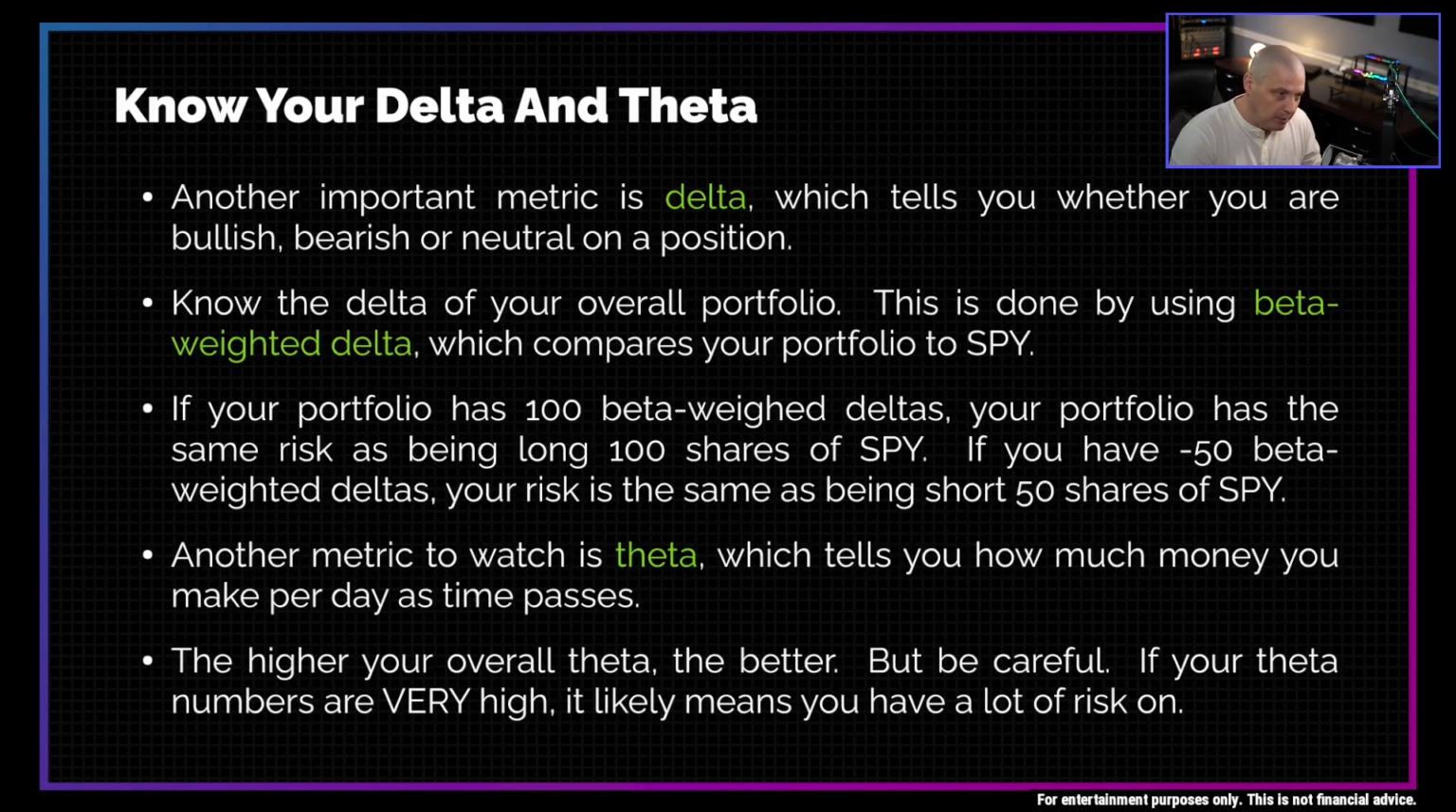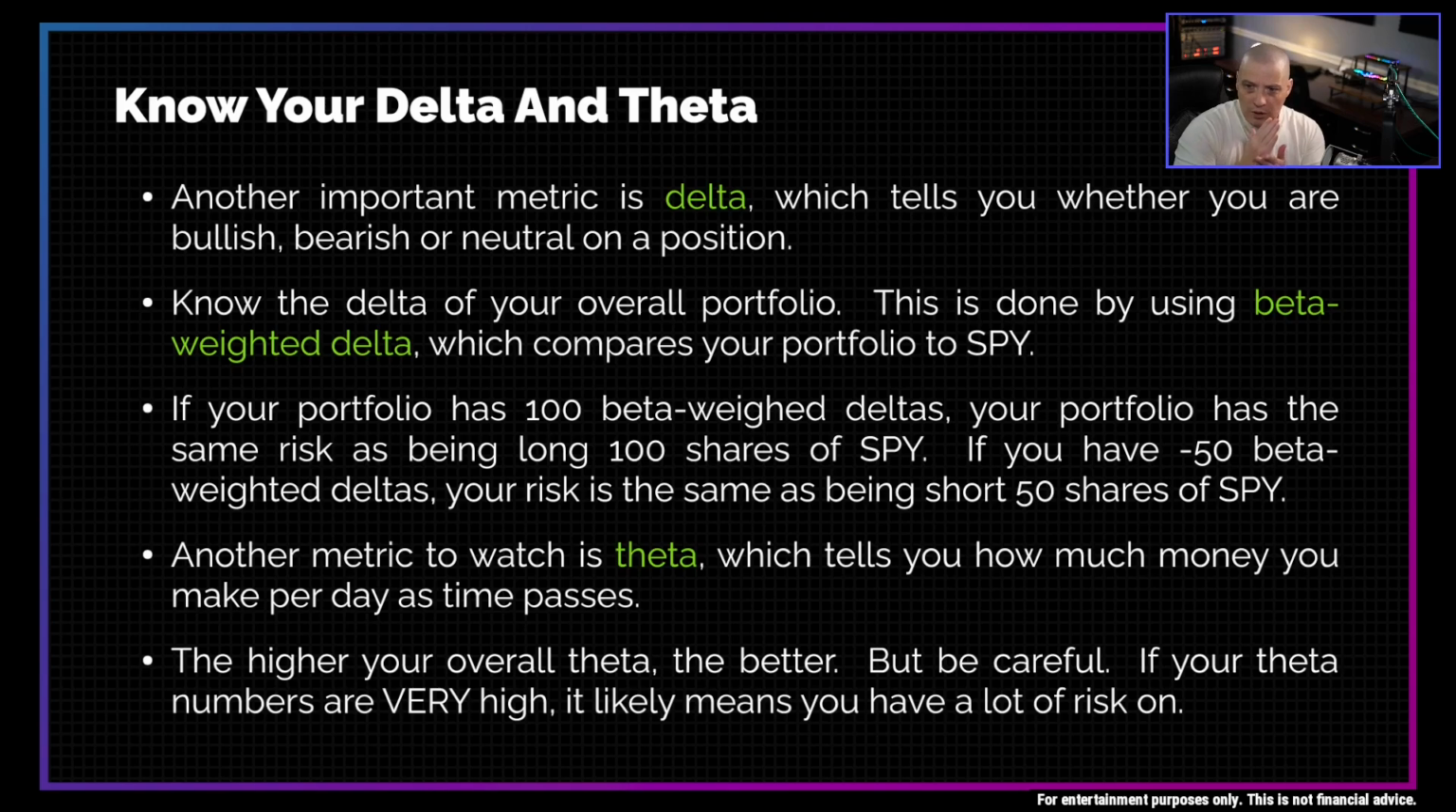A couple of other important metrics you need to know are your delta and your theta. Delta is your directional risk on your option positions. If you don't know what delta is, I've done a very detailed video in the past about what delta is. Go watch that video. If you don't know what theta is, I've also done a very detailed video about what theta is. Go watch that video. But delta is your directional risk on your trade. It basically tells you whether you're bullish, bearish, or neutral on that position. It basically tells you your directional assumption on that position.